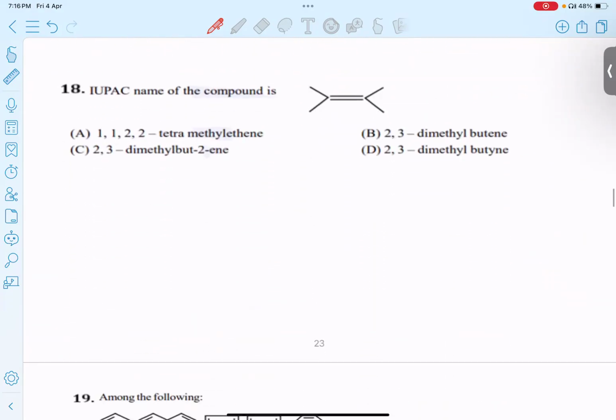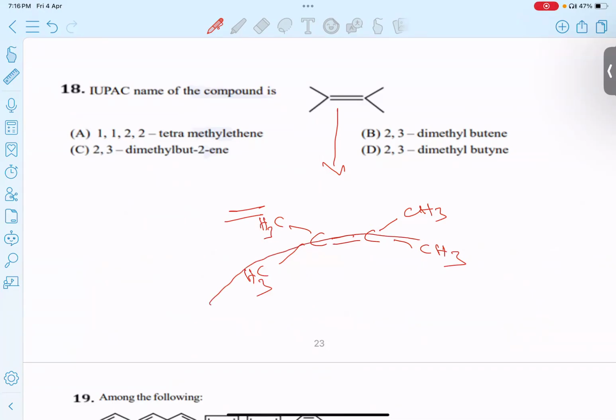Question number 18. Write the name of the compound. So here, let us write the complete structural formula first. This is the complete structural formula of the given compound. The IUPAC name of the compound: this is a straight chain, so 1, 2, 3, 4. But at carbon atom number 2, a double bond is there.